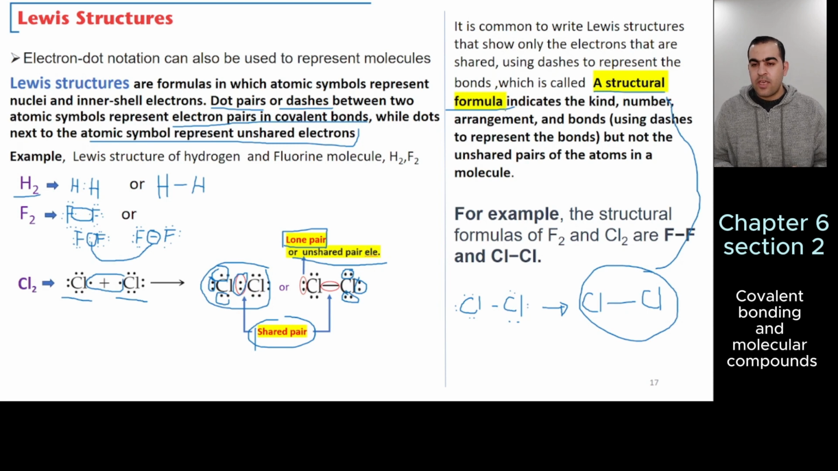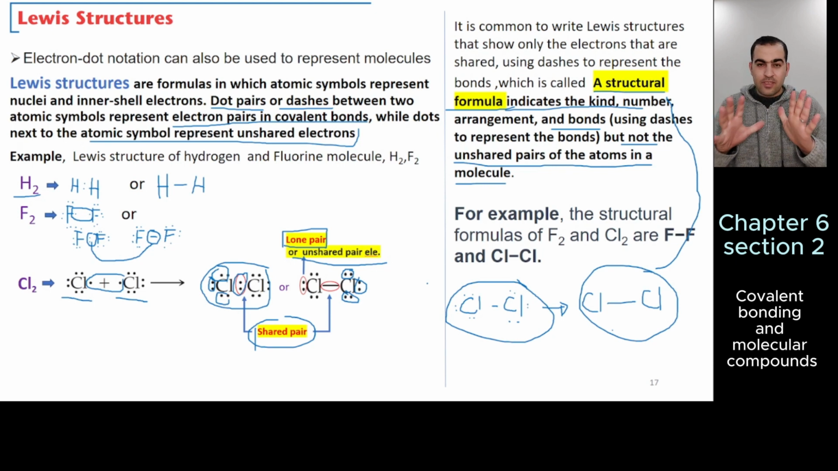A structural formula indicates the kind, number, and arrangement of atoms, using dashes to represent bonds, but not the unshared pairs of electrons in a molecule. We're not going to show the unshared pairs of electrons. We remove them. This is the Lewis structure, and this is the structural formula. A structural formula is a Lewis structure, but we're not going to show the unshared pairs of electrons. That's it.